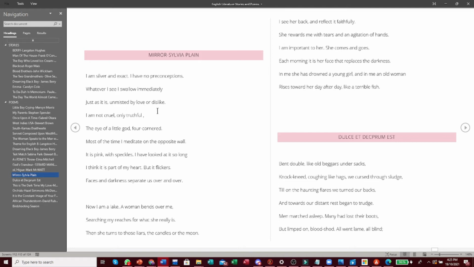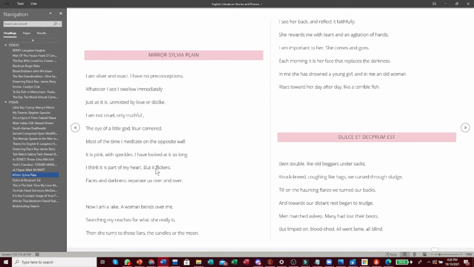I'm not misted by love or dislike. I am not cruel, only truthful. All I'm doing is showing you the truth. I'm not showing you anything else, right? So it's almost like the mirror is trying to defend itself against the bad rep it gets from women and just people in general. When they look into that mirror, they're like, oh my gosh, I look so ugly, I look this, I look like that. And it's almost like the mirror, and the lake too to some degree, but the mirror specifically in this stanza here, is trying to defend itself.